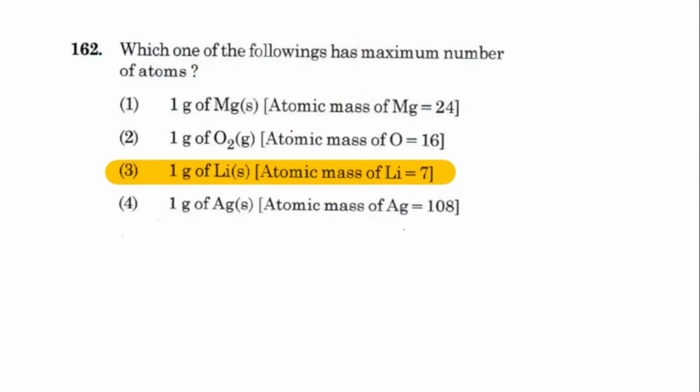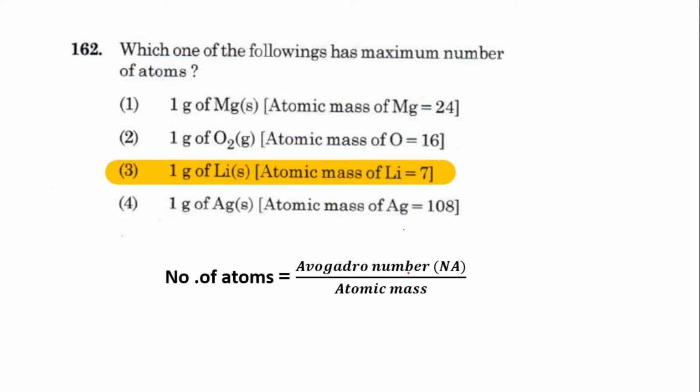Next, it's very easy. Which one of the following has the maximum number of atoms? So we know the concept: less mass contains more number of atoms. So the number of atoms calculation formula is Avogadro number divided by atomic mass or molecular mass. So here 4 options are there. So we calculate the value.